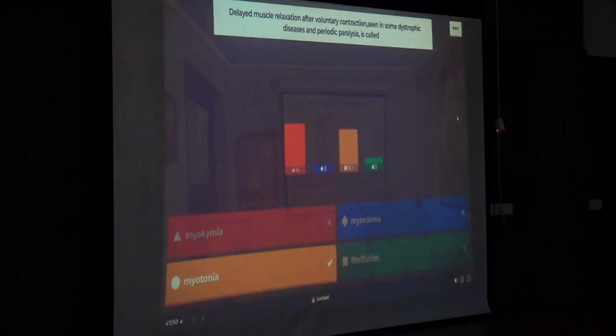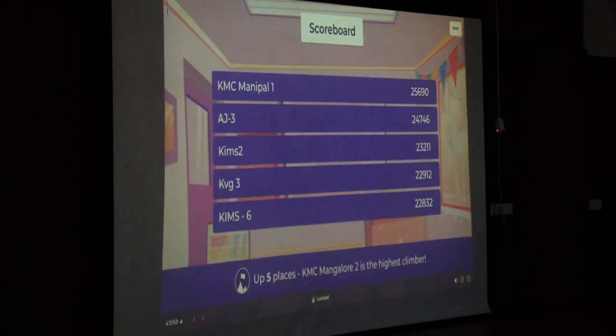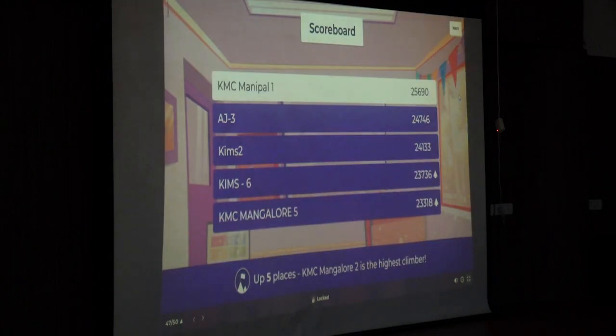Anyway, anybody in the audience can try. So 12 teams have gotten it correct, sir. And the top 3 teams are unchanged. Kim's team 6 makes the leap from position 5 to 4. KMC Mangalore enters the top 5, team 5 of KMC Mangalore.